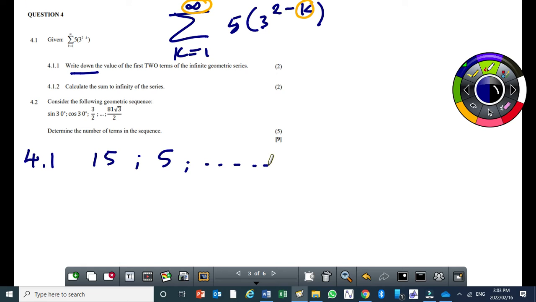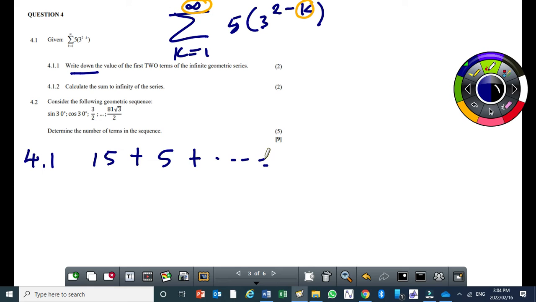So in actual fact, please, let's not put a semicolon. It's supposed to be a plus, because this is a series. Okay? But here they said write down the value of the first two terms. So we can even write 15 and 5, but I would write it like that as a series. It's a series, so it's better to write it that way. Okay? So those are the first two terms.